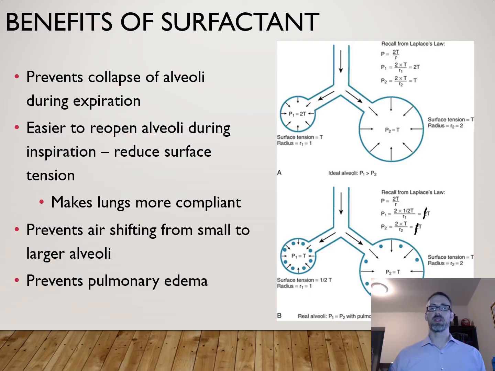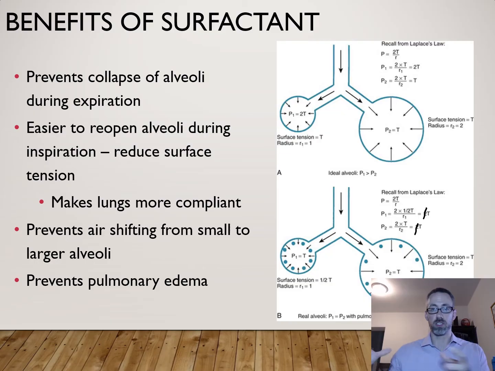So when we try to breathe in and we're overcoming that elastic force, we're also trying to overcome some of that surface tension force, but we're helped by the surfactant in that. So it makes the lungs, in essence, more compliant. It also prevents air from shifting from small to large alveoli. Because generally speaking, not all alveoli are made the same size. They're not all equal size.